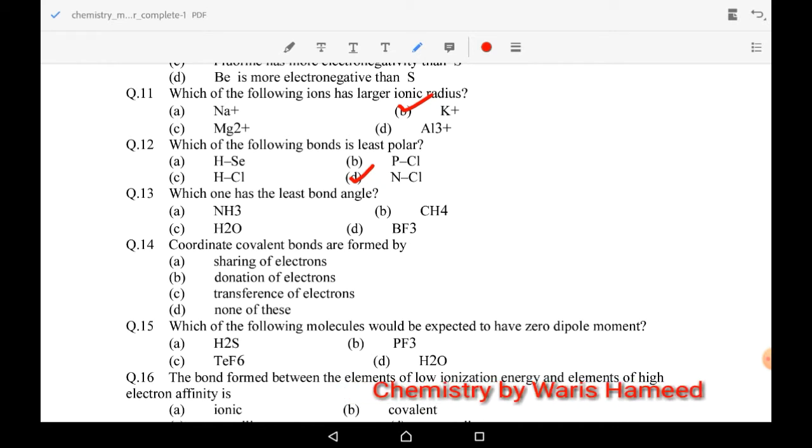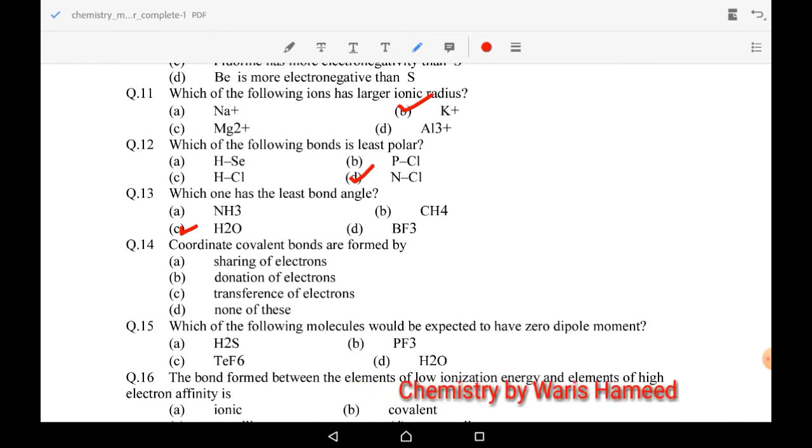Which one has the least bond angle? Water. We can say that the number of lone pairs is inversely proportional to bond angle. If we have a greater number of lone pairs, the bond angle will have a low value. In this case, water has two lone pairs and its bond angle is 104 degrees.